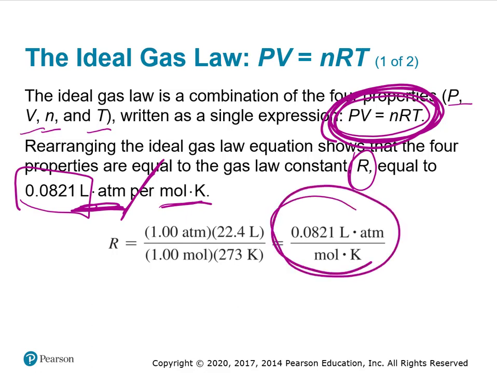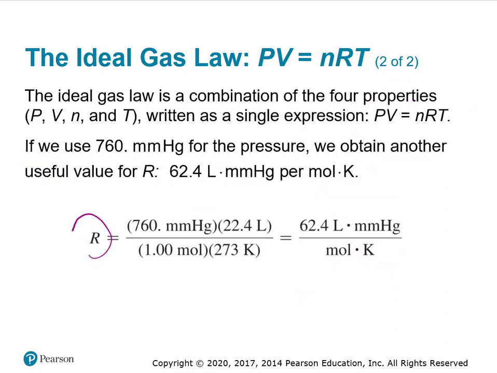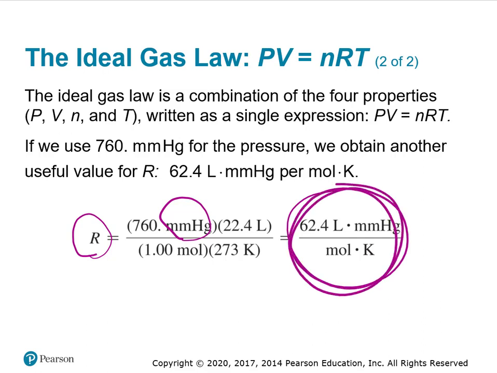So this is something that you're going to want to know. This R is a constant. Notice that this is for when we have liters, atmospheres, moles, and Kelvin for our volume, our pressure, our moles, and our temperature. Now, we have done problems where we used millimeters of mercury instead of atmospheres. So if our pressure is in a different unit, we would need to use a different R. If we're using millimeters of mercury, we would use this R constant.